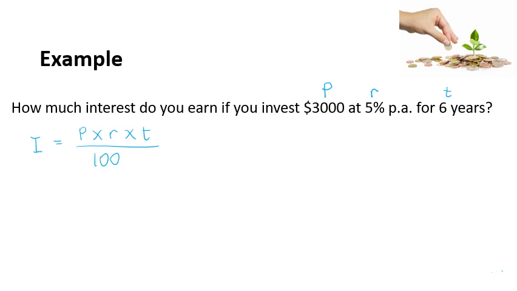Next, I just substitute in the values. So I've labelled the P is 3,000, the R is 5, and the T is 6. Divide by 100. I just put that in my calculator, and it equals $900. So the interest is 900.